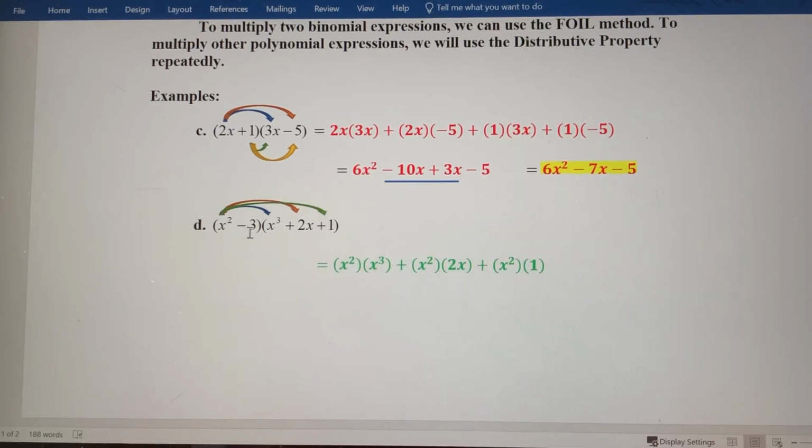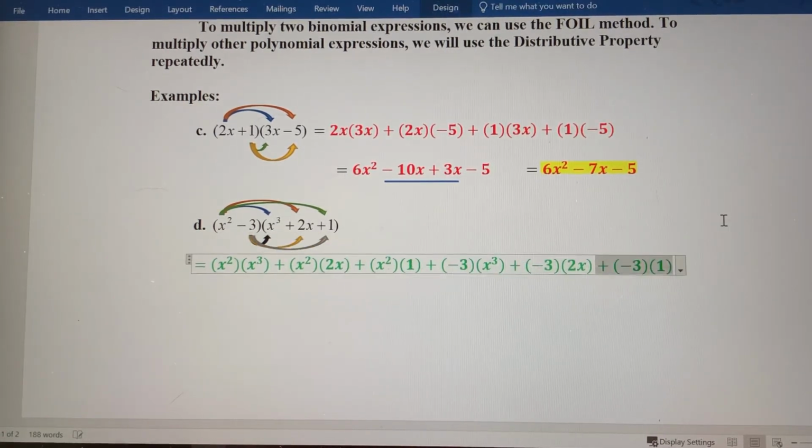Now we're going to distribute the negative 3 times each of the terms here in this trinomial. So negative 3 times x cubed, and I've got a negative 3 times 2x, and then I've got a negative 3 times 1. Notice I've separated all those by a plus sign, because I don't want the sign to be an issue here. It's really up to you how you deal with that. You can think of it as a negative 3 times a 2x here, which would be negative 6x. How you want to think of signs is up to you. I just always separate these by a plus sign and then deal with the signs later on.